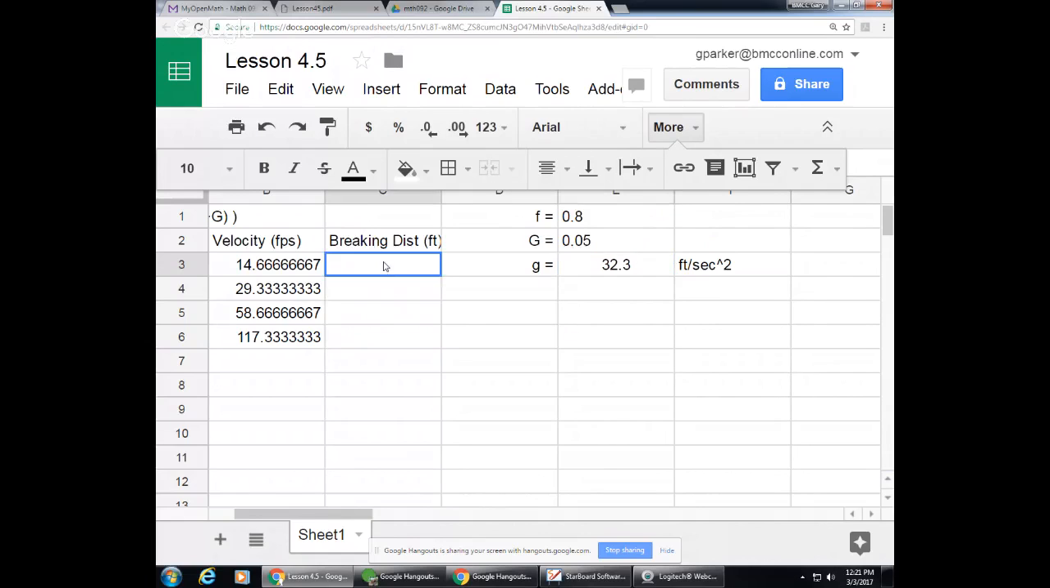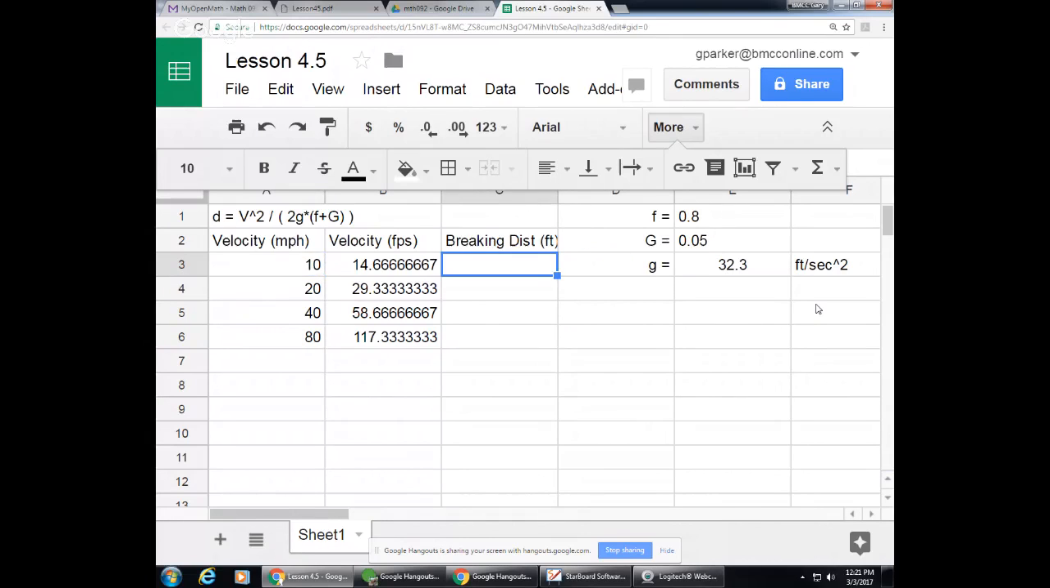All right. So braking distance, according to my formula, equals velocity squared. So grab your velocity and square it, and then divide that by this complicated denominator. Complicated denominators have to go in parentheses. It says take 2 times little g, which is over here, and then multiply that by another parentheses where we add little f and big G. Little f plus big G.